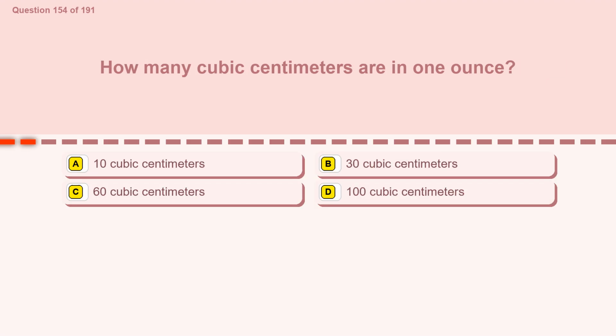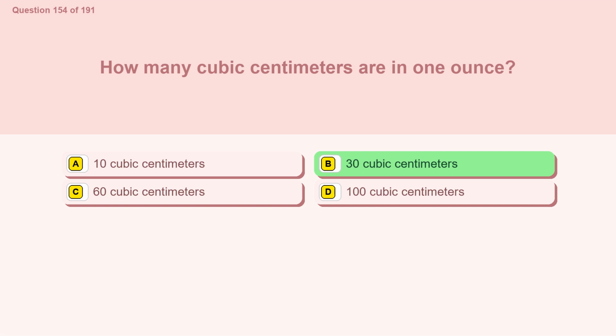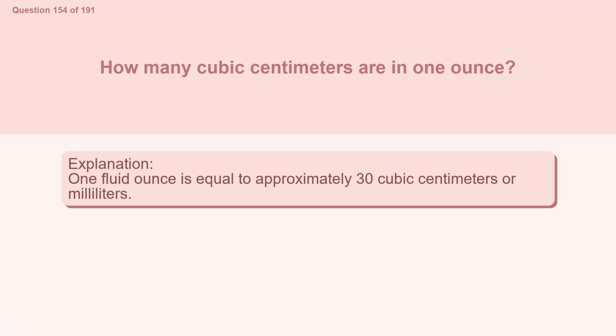Question 154. How many cubic centimeters are in 1 ounce? Option A, 10 cubic centimeters. Option B, 30 cubic centimeters. Option C, 60 cubic centimeters. Option D, 100 cubic centimeters. The correct answer is option B, 30 cubic centimeters. 1 fluid ounce is equal to approximately 30 cubic centimeters or milliliters.